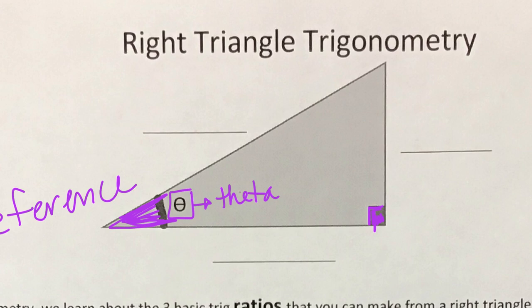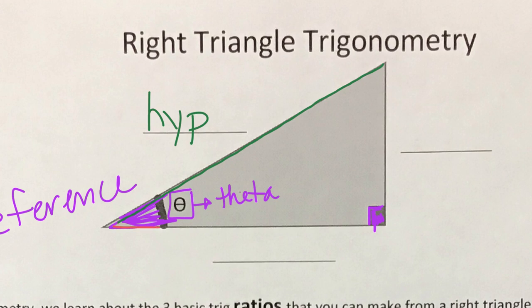Actually, one of them is always the same. What's the longest side of a right triangle called? The hypotenuse. The longest side is the hypotenuse. It can always be found because it is across from the 90-degree angle. The hypotenuse is the side across from the 90-degree angle. That's always the hypotenuse. That side never changes depending on your angle. Now, the other two sides will change depending on your angle.